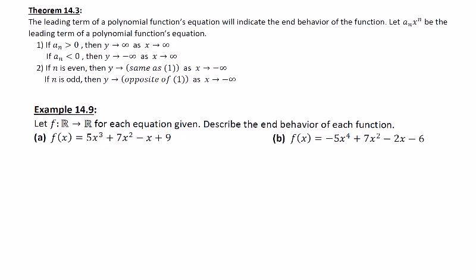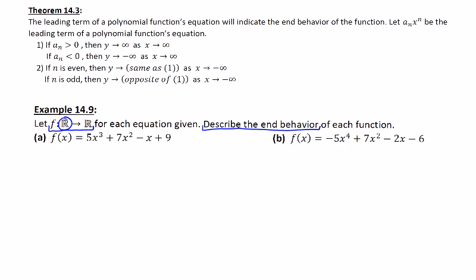And so I want to look at the instruction there and then use Theorem 14.3 at the same time. It says here, let f be a map from R to R. So this tells us that the domain of each one of our functions is going to be all real numbers. And then it says to describe the end behavior of each function. So the end behavior is going to be the description of those two arrows that are going off of the window from your curve.